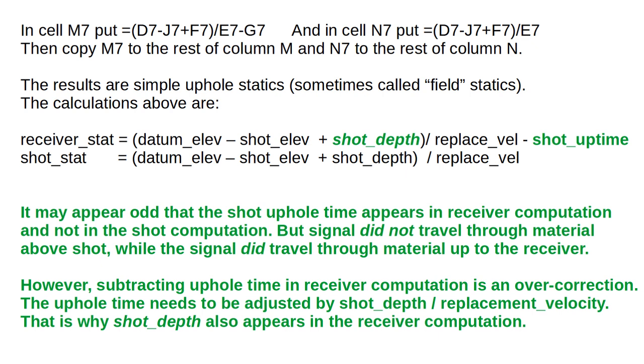up to the receiver. However, subtracting uphole time in receiver computation is an overcorrection. The uphole time needs to be adjusted by shot depth divided by replacement velocity. That is why shot depth also appears in the receiver computation.